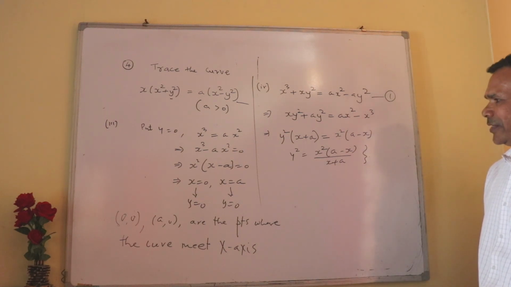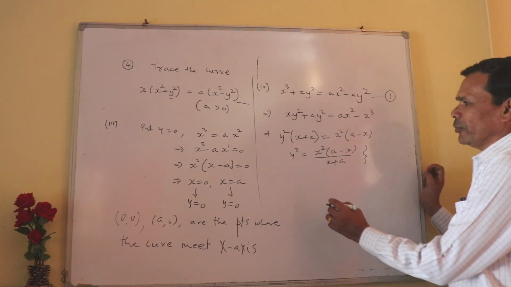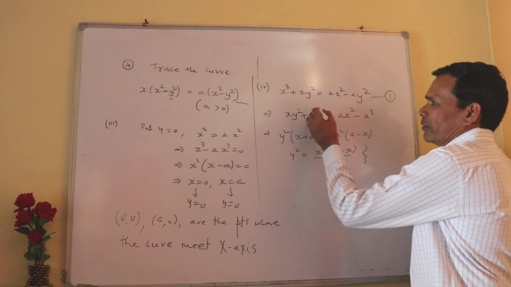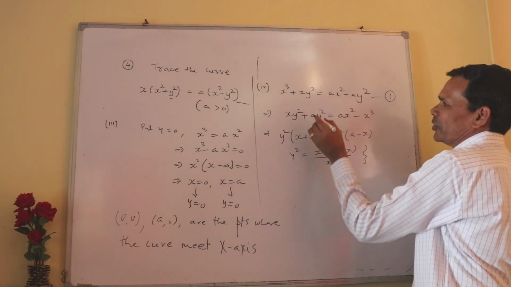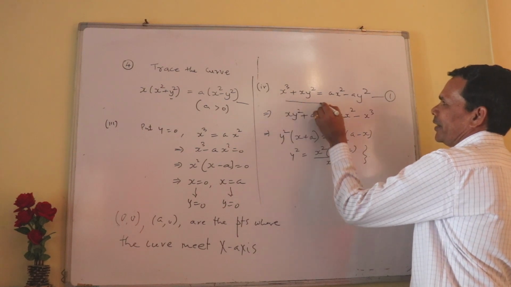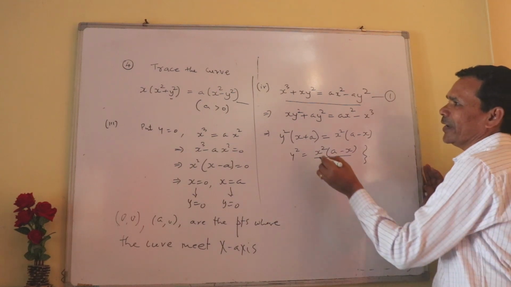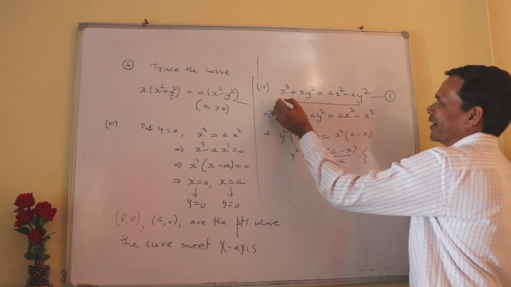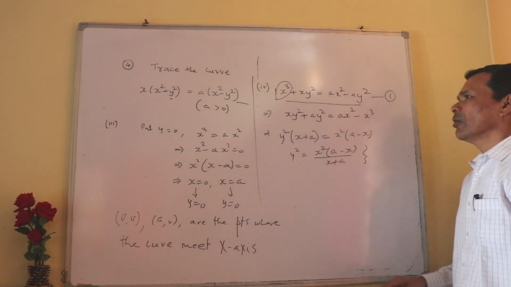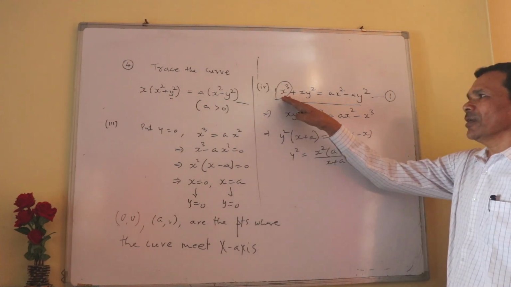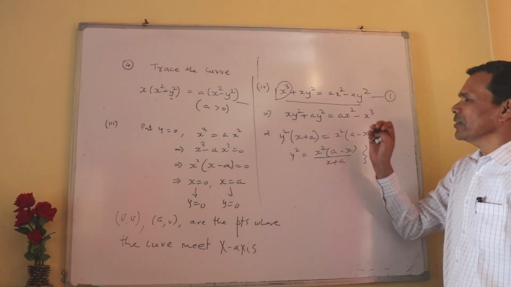the curve for tracing. Now the next point is the asymptote. If you observe the asymptote, we look at the coefficient of the highest degree term in y and the highest degree term in x. The highest degree term in x is x cube, and its coefficient is 1. So there is no asymptote parallel to the x axis.